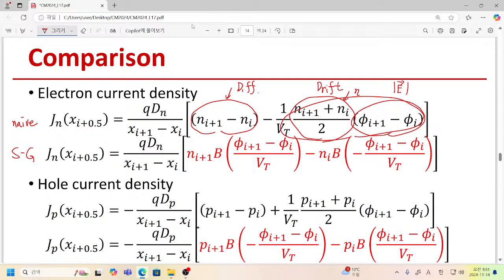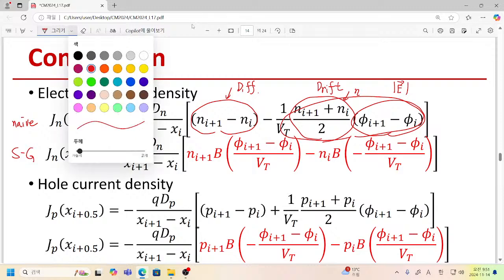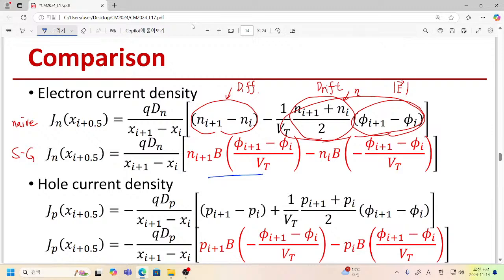However, when you have a look at the Scharfetter-Gummel scheme, where can you find the diffusion term? Or where can you find the drift term? It is not that easy to find it. So what is B? This B will be explained in the next slide.